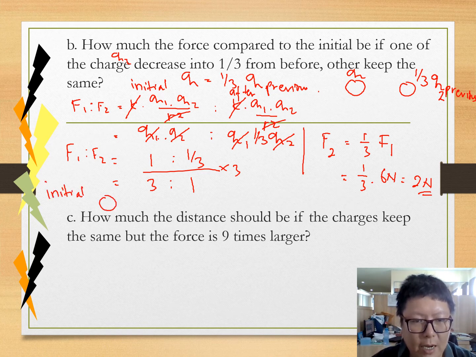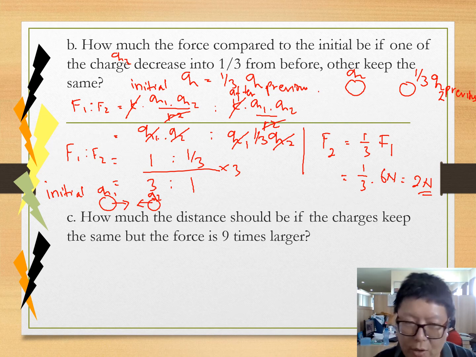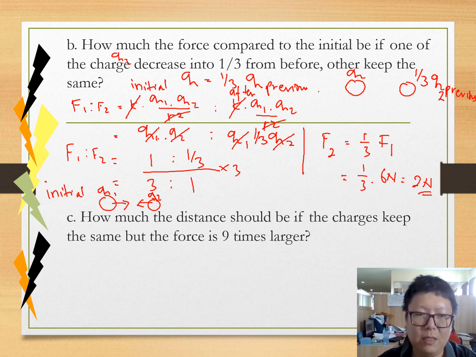So there are two objects, Q1, Q2. Then they experience a force. Because they are negative, they should repel. Oh yeah, before I didn't write down the negative sign. It's okay, if you can understand the question. They have different charges, so they must attract. So the F is negative. But if you don't put the negative, for me it's okay. Yeah, this is before.